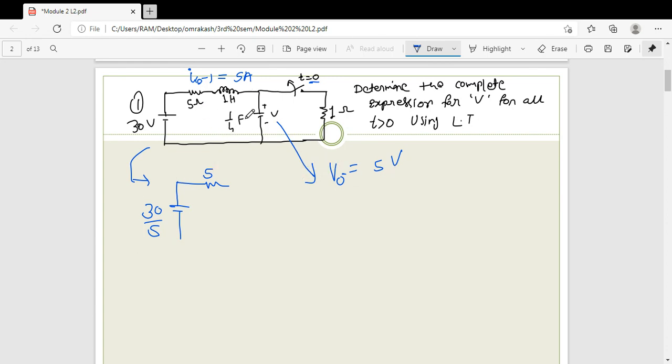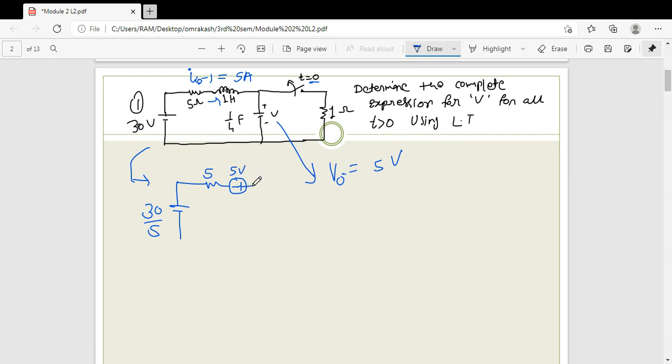When you use the Laplace transform, I already explained in our previous class: the initial current through the inductor acts as a voltage source. You can add this voltage source to this circuit. What is the direction of current from this side, right? What is the polarity? Plus minus. The value of this voltage source is L into I naught. The value of L is 1 Henry, and I naught is 5 ampere. 1 into 5 is 5 volt.